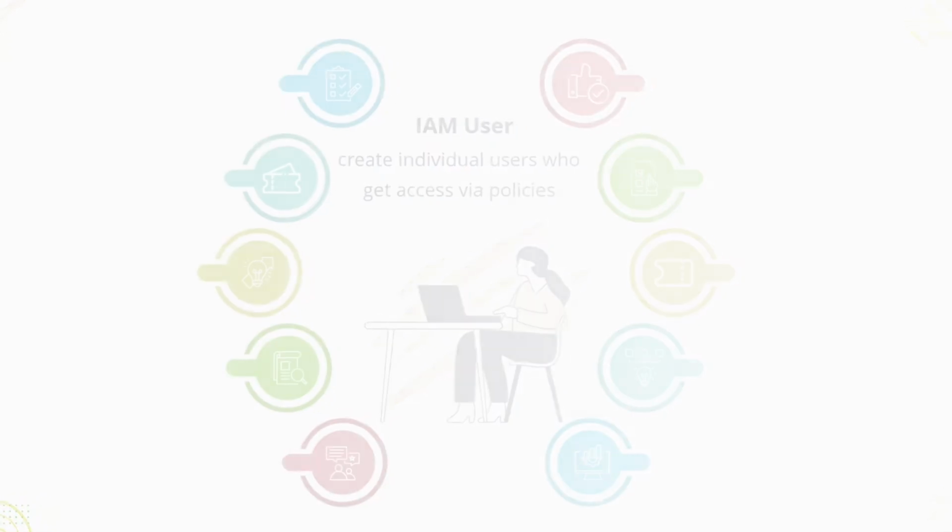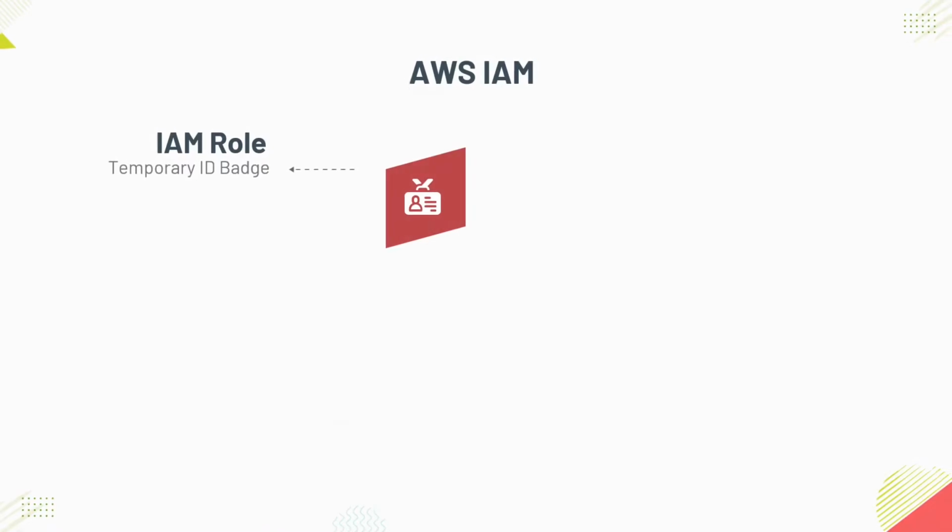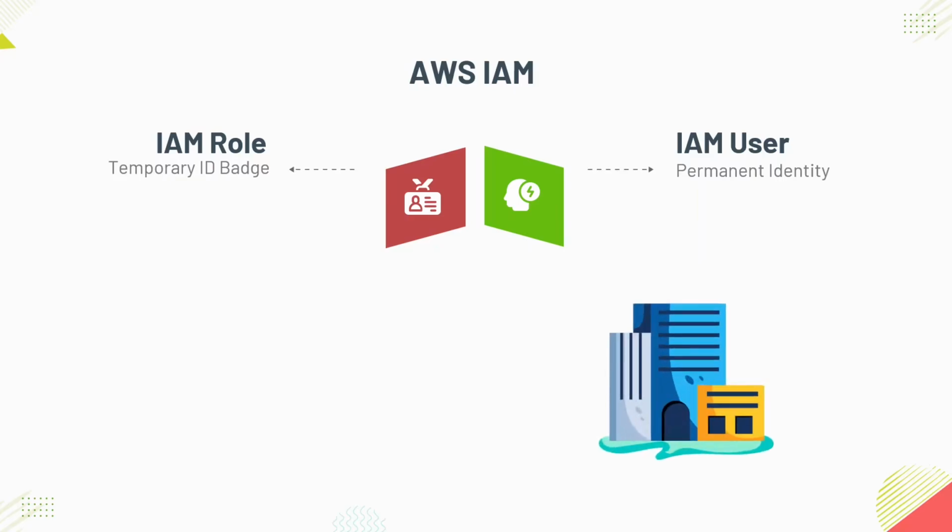An IAM role is like a temporary ID badge that allows users or services to get access to specific AWS resources for a limited time. Roles are typically used to grant access to resources without sharing any credentials. Let's take an example. Imagine you're visiting a restricted area in a building. Instead of getting a permanent ID card, in this case an IAM user, you are given a visitor pass, the IAM role, that lets you access specific rooms for a limited time. Once you are done, you return the pass and the access is revoked.